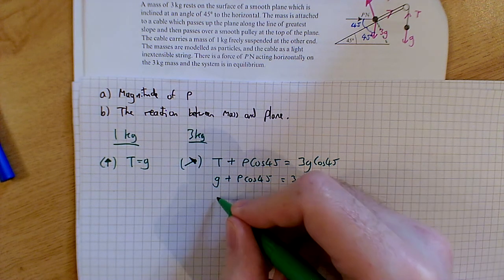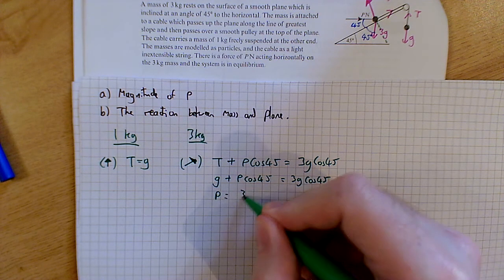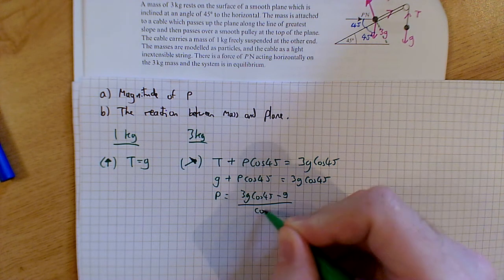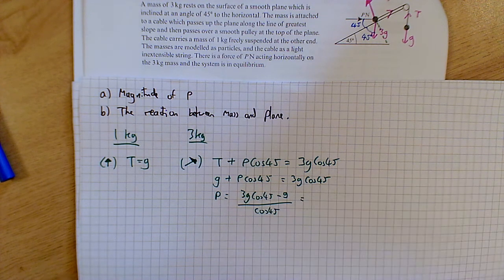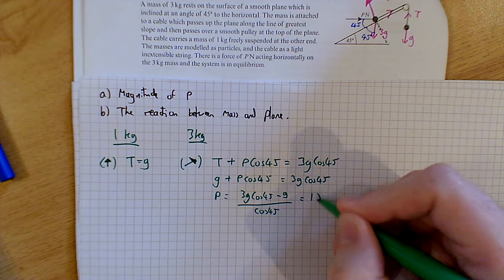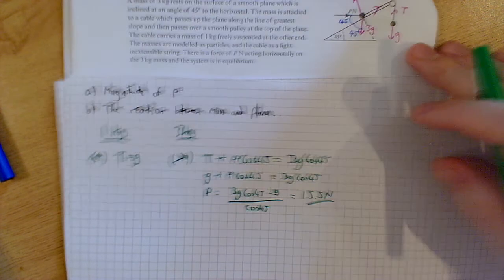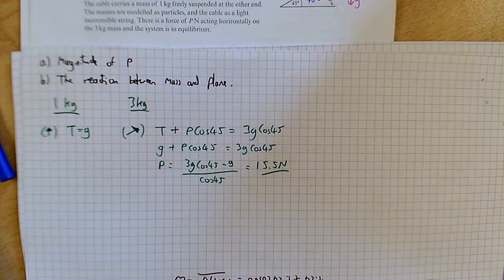So rearrange this. This is P equals 3g cos 45 minus g all over cos 45. So pop that into our calculator using 9.8 for g. And we get that this is 15.5 newtons to 3 significant figures. So that's part A, magnitude of P, and then part B, the reaction between the mass and the plane.